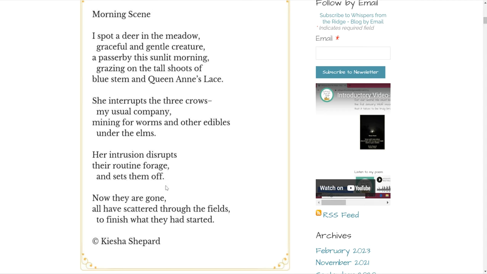And then there's a time jump. See, a time jump here. "Now they are gone. All have scattered through the fields to finish what they have started." So she's adding some mystery here. Because she doesn't know what they've started, she's saying, I'm going to leave it up to the reader and myself to imagine it. So that's why she didn't reveal it here.